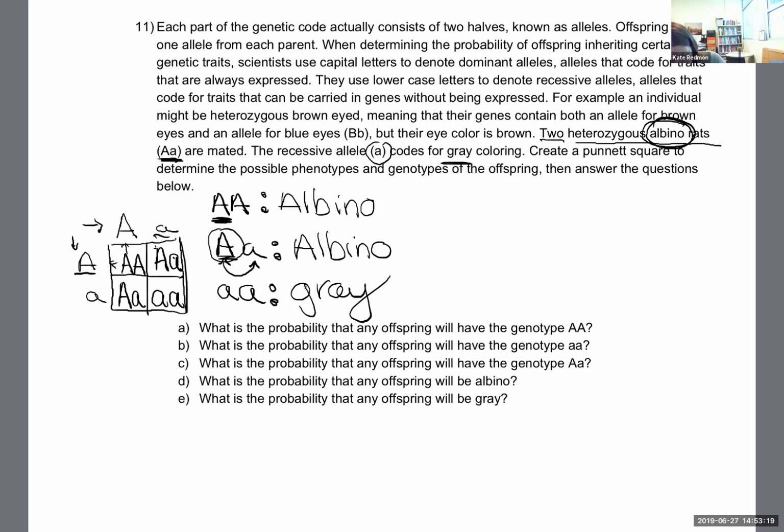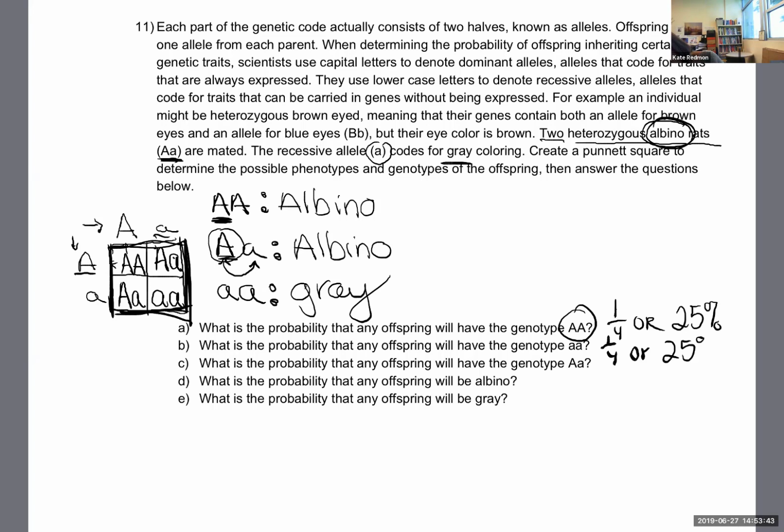So let's go back to our table here. How many of these guys have the genotype capital A, capital A? 1 out of 4. What is the probability that the offspring will have the genotype little a, little a? Well, I agree with you that one is 1 out of 4. There's only one little a, and so that'd be 1 out of 4, or 25%.